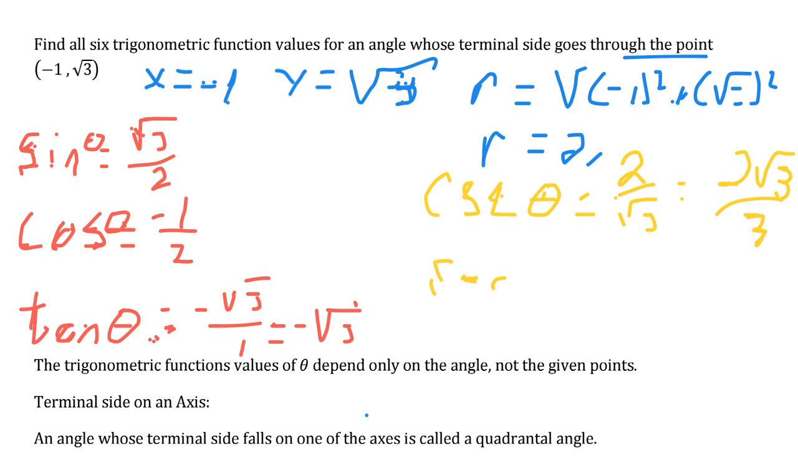Secant theta is going to be the reciprocal of -1/2, which is -2. And tangent is going to be the reciprocal of root 3 over -1, so it's -1 over root 3. Take it times root 3 over root 3, and we're going to get -root 3 over 3.